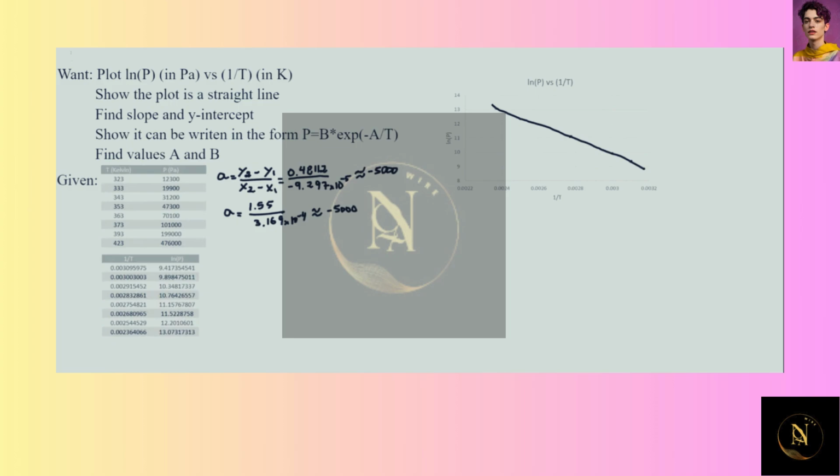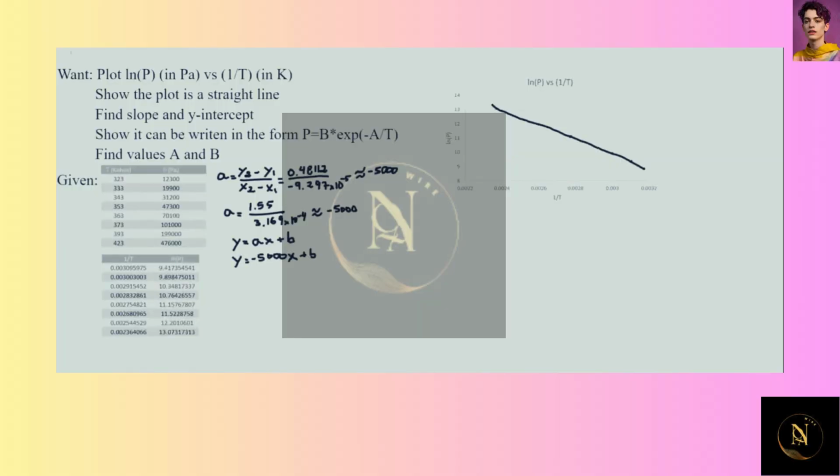So let's move on to finding the y-intercept. For the y-intercept, we can use the equation of a line, which is y equals ax plus b. Sorry, let me do that again. y equals ax plus b. We already found a, so y equals minus 5,000x plus b. And then we can substitute any data points in here.